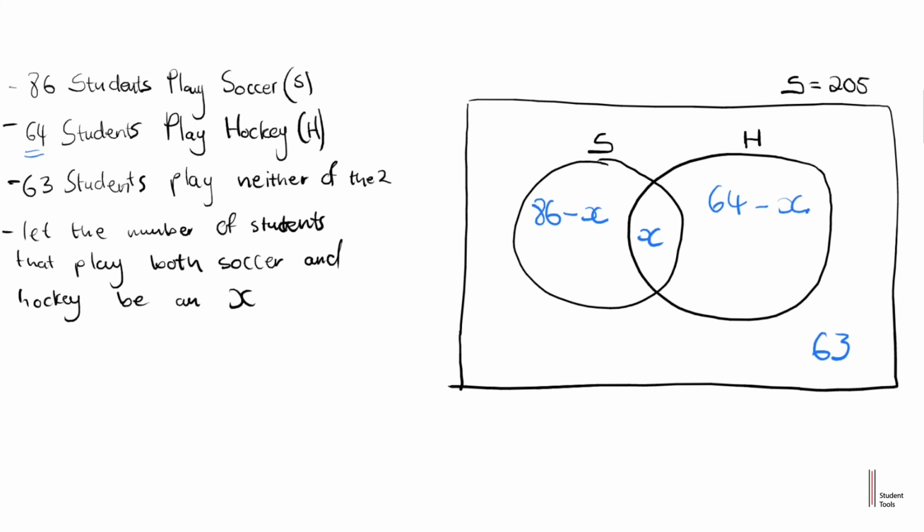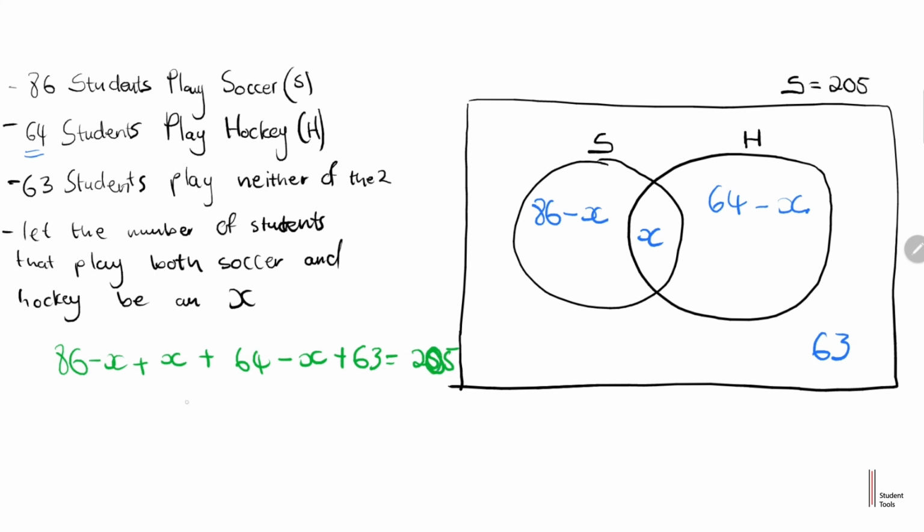To determine that, we will use our sample space. So our sample space is equal to the 205 students. So 205 students is equal to 86 minus X plus X plus 64 minus X plus this 63. So that is equal to 205.